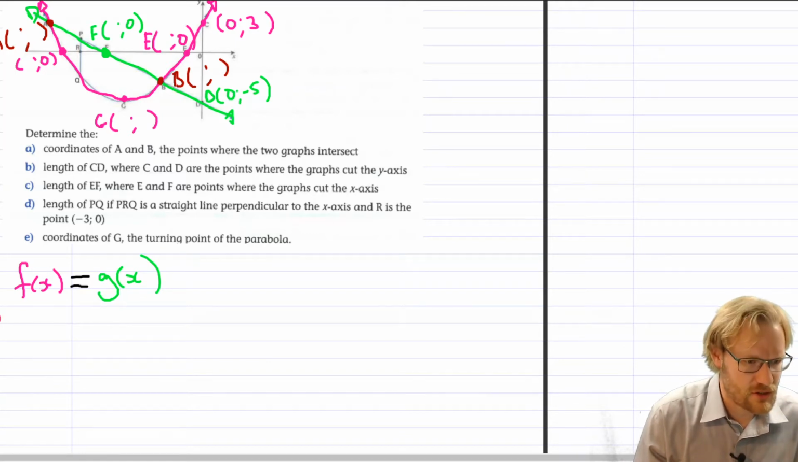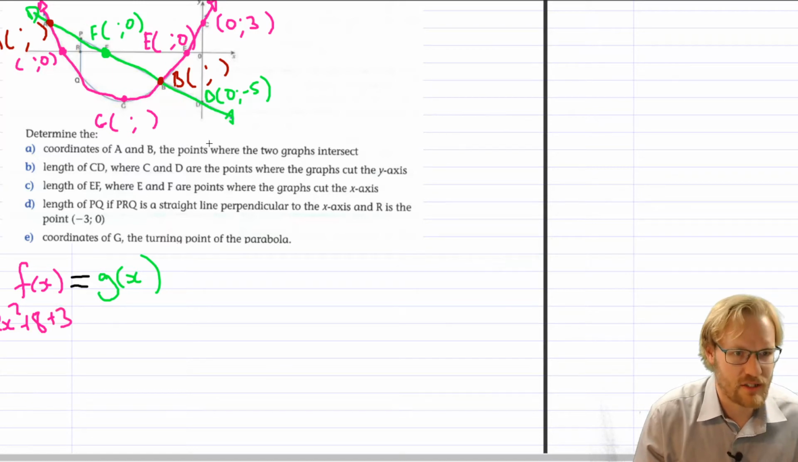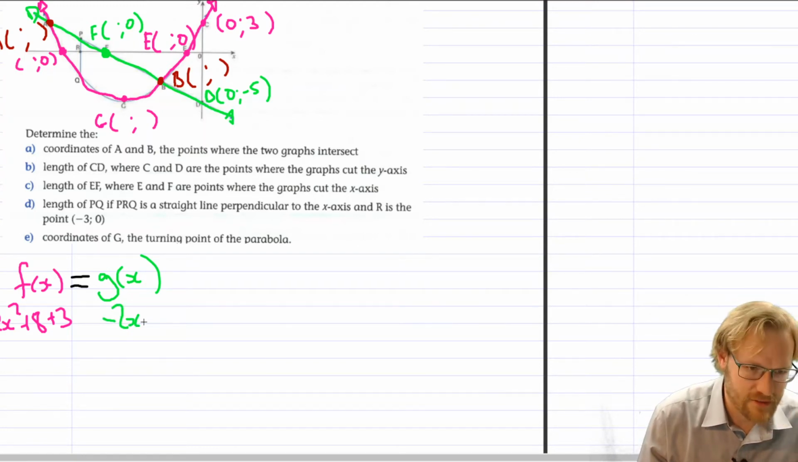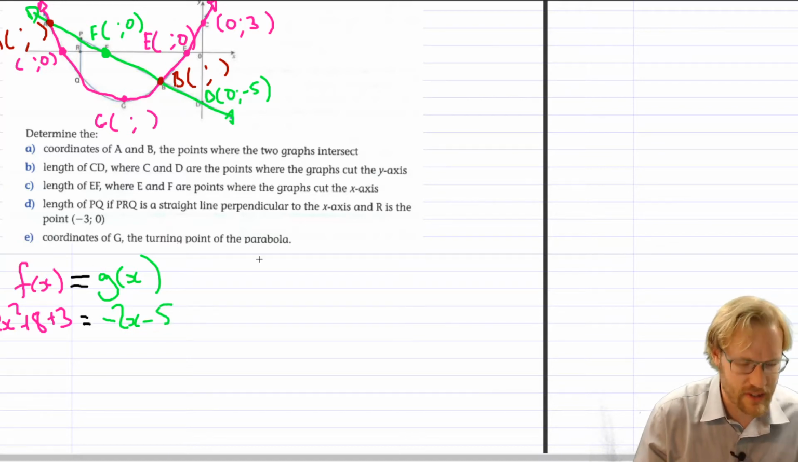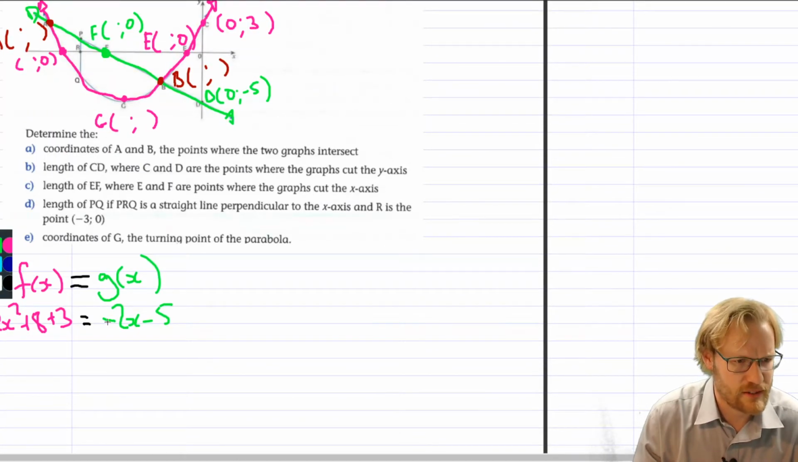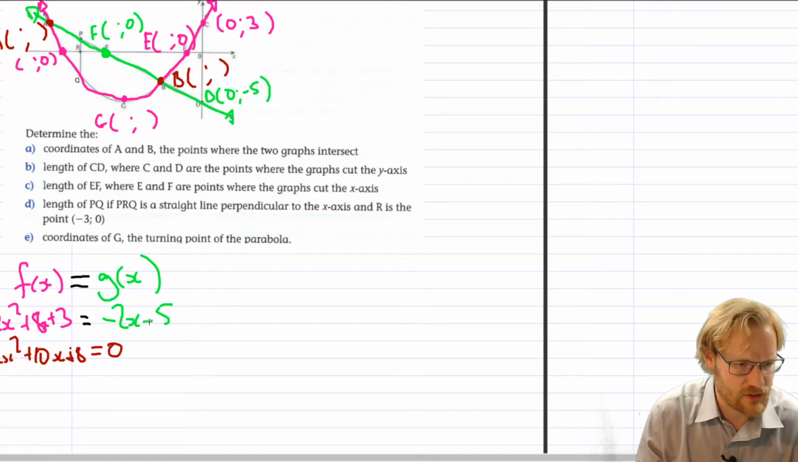We know that the parabola is just 2x squared plus 8x plus 3, which was given to us in the question, and we know that the straight line is just minus 2x minus 5. We're asking ourselves, when are these two equal? Because these equations were given to us. Let's solve: 2x squared plus 8x plus 2x gives us plus 10x, and 3 plus 5 is 8. When is that equal to 0?